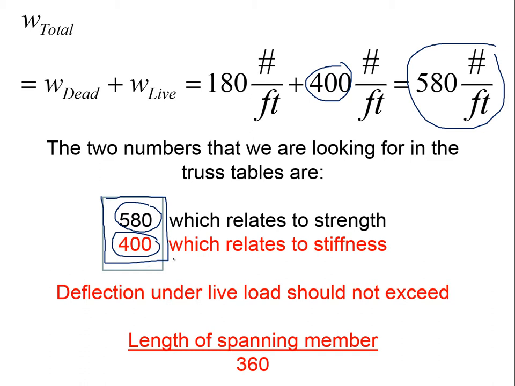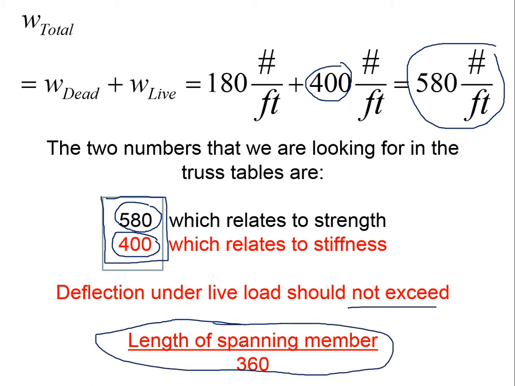This 400, by the way, has to do with deflection. We set limits on how much deflection we're willing to tolerate under live load, and this has to do with people's perception of movement of the structure, or it may have to do with crushing of partitions underneath. But whatever we do, we tend to set as a standard rule some minimal deflection, which as a routine we will not exceed. So the deflection under the live load should not exceed the length of the spanning member over 360.